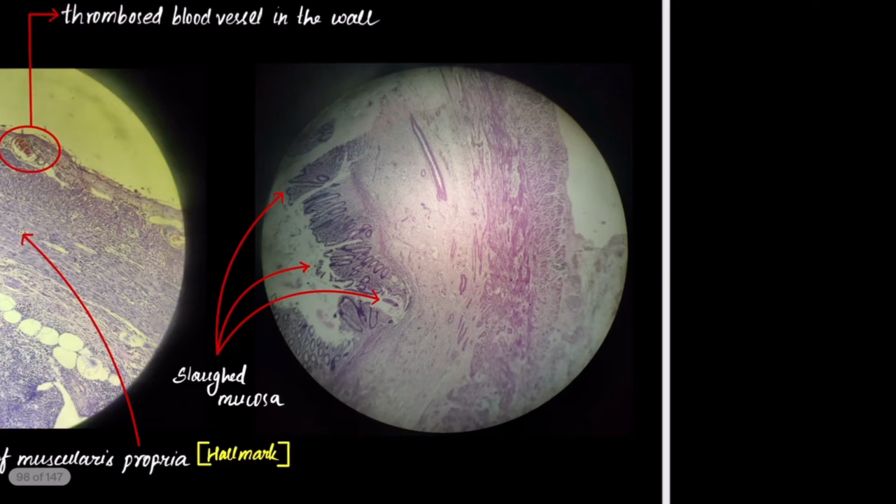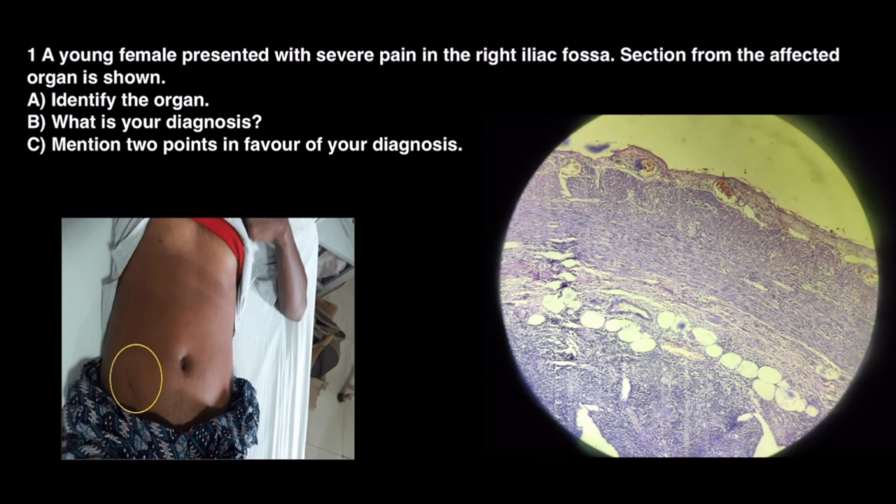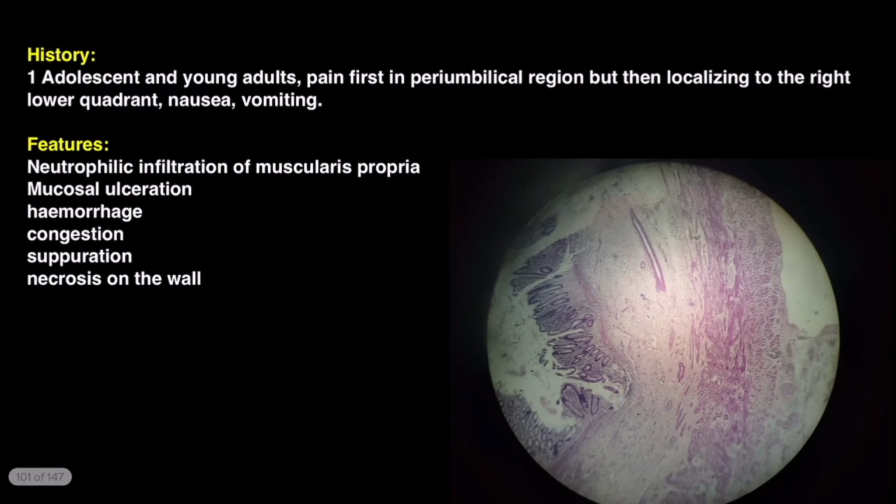Okay. Here are a few practice questions for you. So there's your young female who is presented with right iliac fossa pain. There's your adolescent who is presented with periumbilical region pain. You can find the features, you have the microscopy, you can do the question on your own.